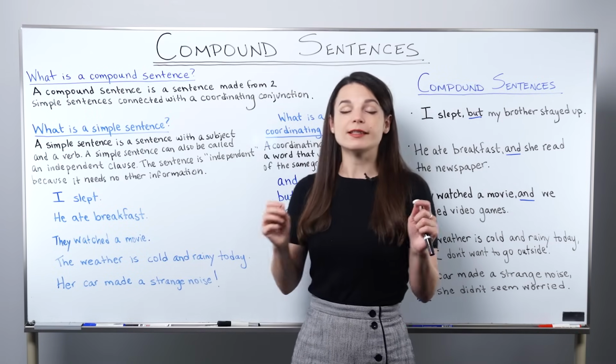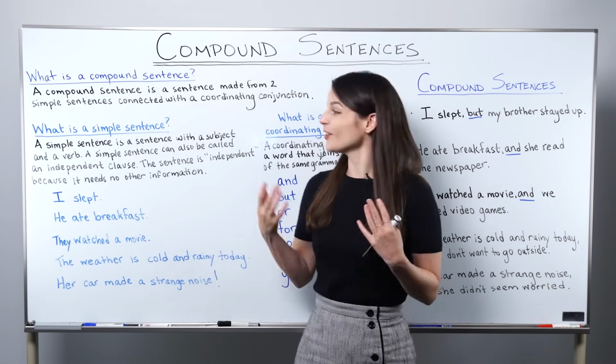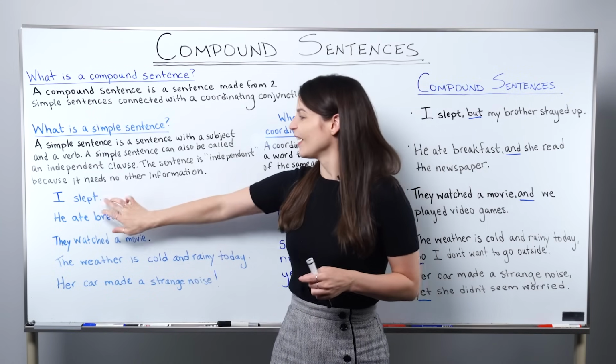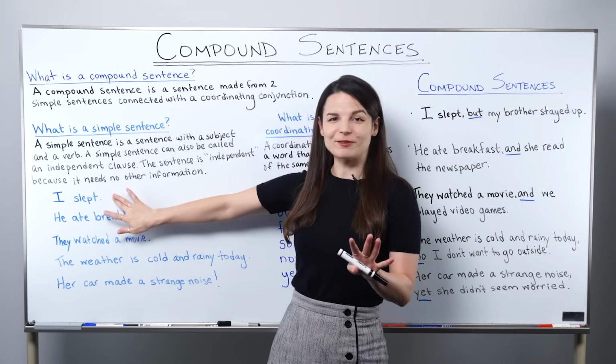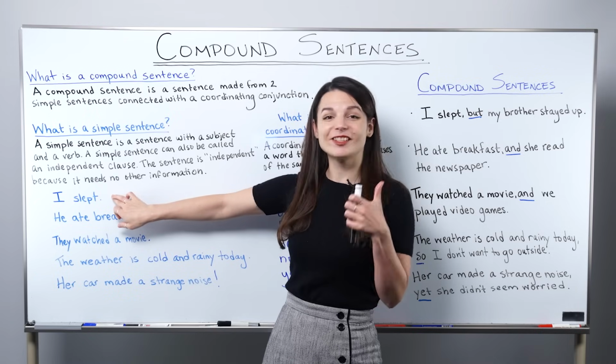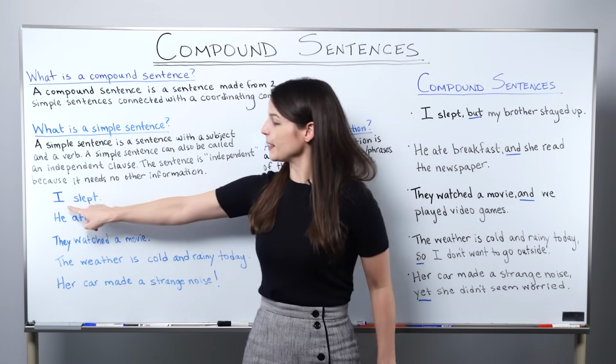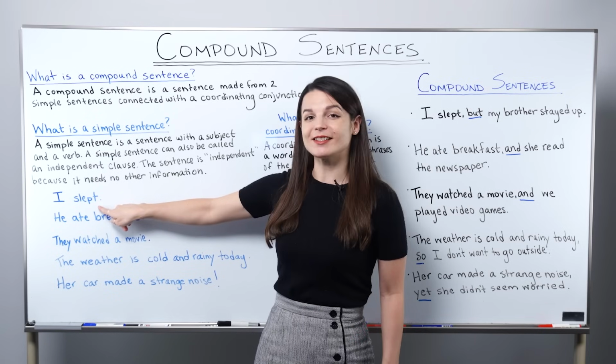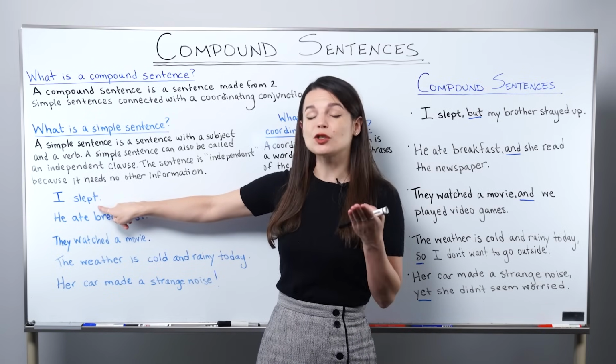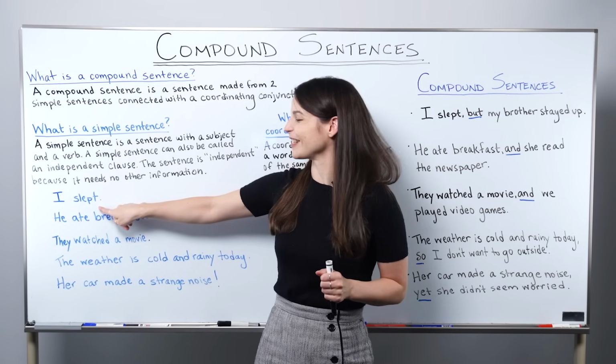So let's look at some very, very simple examples of simple sentences. So here is the most simple one. I slept. It's just a subject and a verb. I slept. Here's my subject. Here's my verb in past tense, slept. So this is a super, super basic simple sentence.